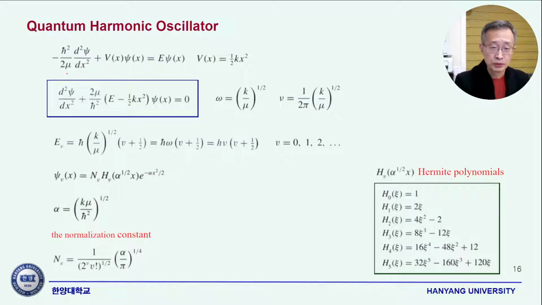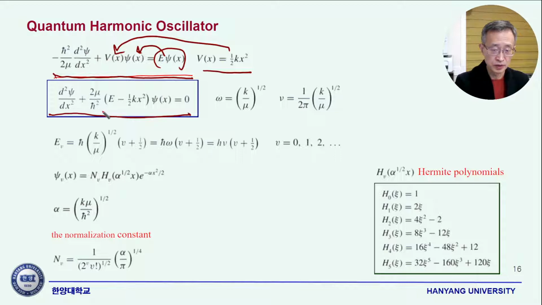Now, this is the normal Schrödinger equation, and V of x is 1/2 kx squared. We plug this in and move it to the left-hand side, and then what we obtain is this, because we multiply by 2 mu over h bar squared. Then we have to solve this differential equation. This is the Hermite differential equation, and there is a known way to solve it.